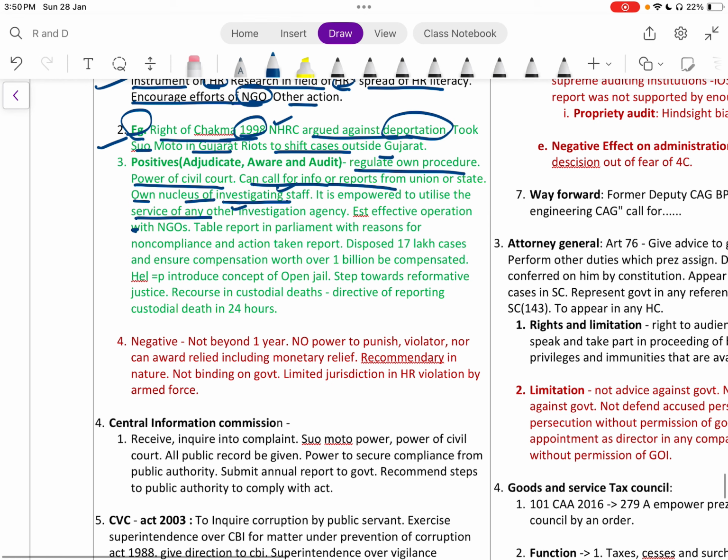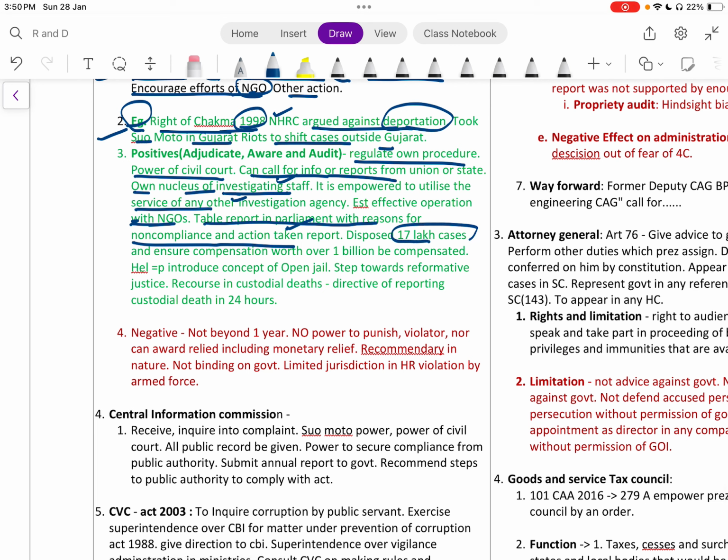It is empowered to utilize the services of other investigative agencies. It establishes effective cooperation with NGOs. It tables its report in Parliament with reasons for non-compliance and the action taken report. It has disposed of almost 70 lakh cases and ensured compensation worth 1 billion rupees.